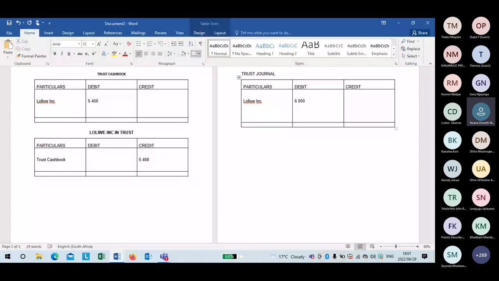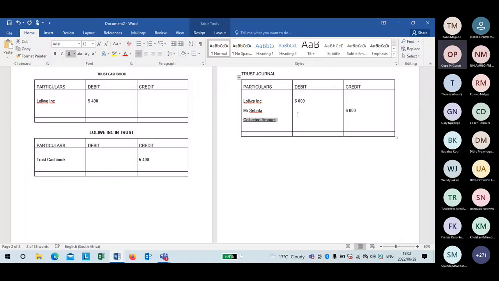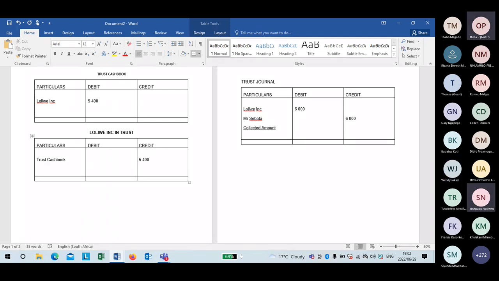We need to open Mr. Sibata's trust. Debit or credit? Credit. How much? 6,000. Narration? Collected amount. From here, where do you go? Post to ledgers. On Lollyway Inc. in trust, what do you do? Debit. Collected. Debit or credit? Debit. How much? 6,000. What else do you do?